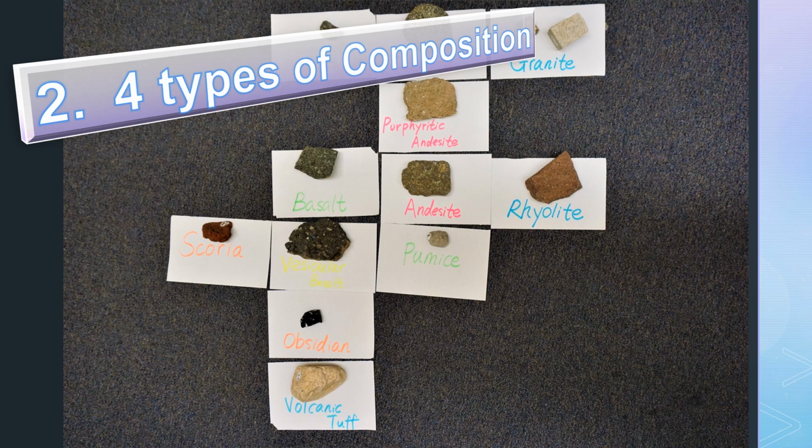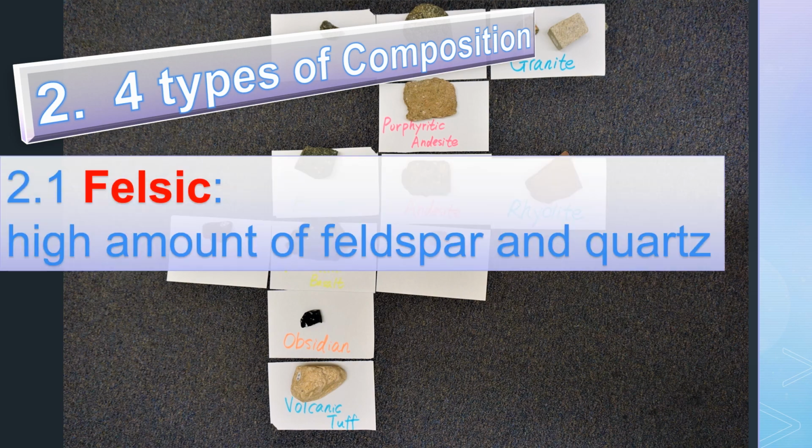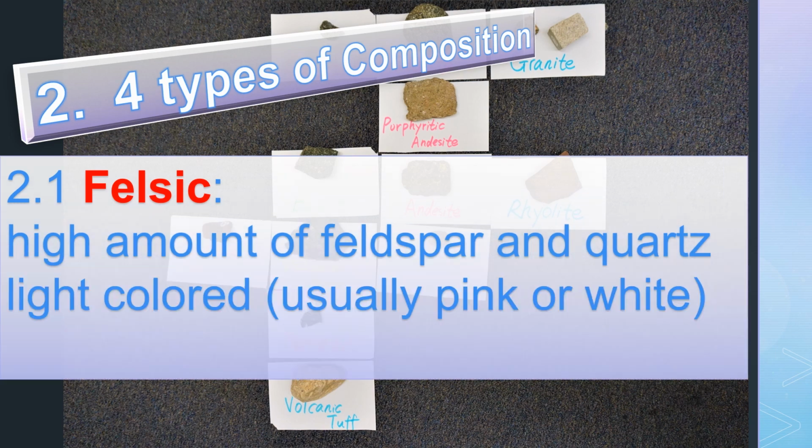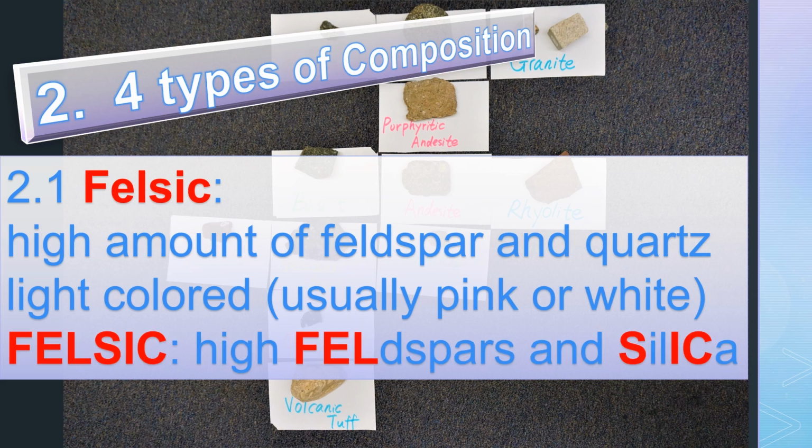Four types of composition. First is Felsic. It contains a high amount of feldspar and quartz. It is light-colored, usually pink or white. The name comes from high feldspars and silica.